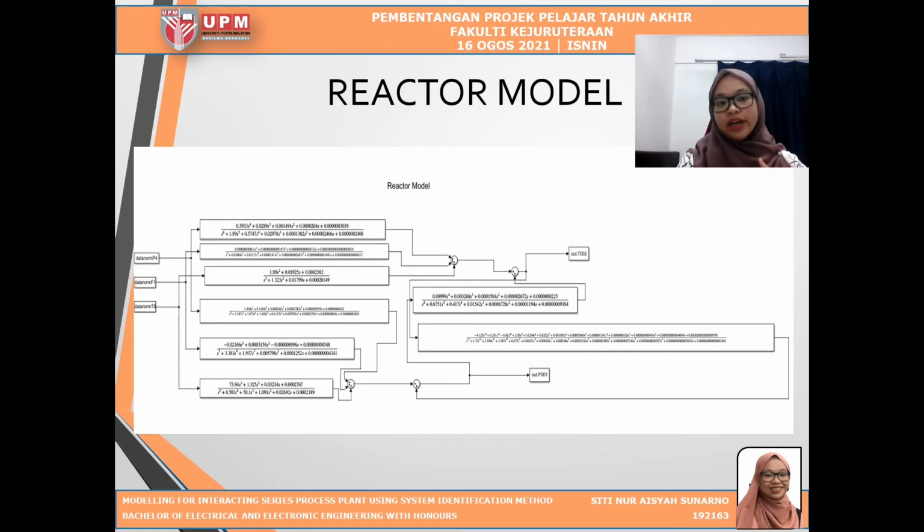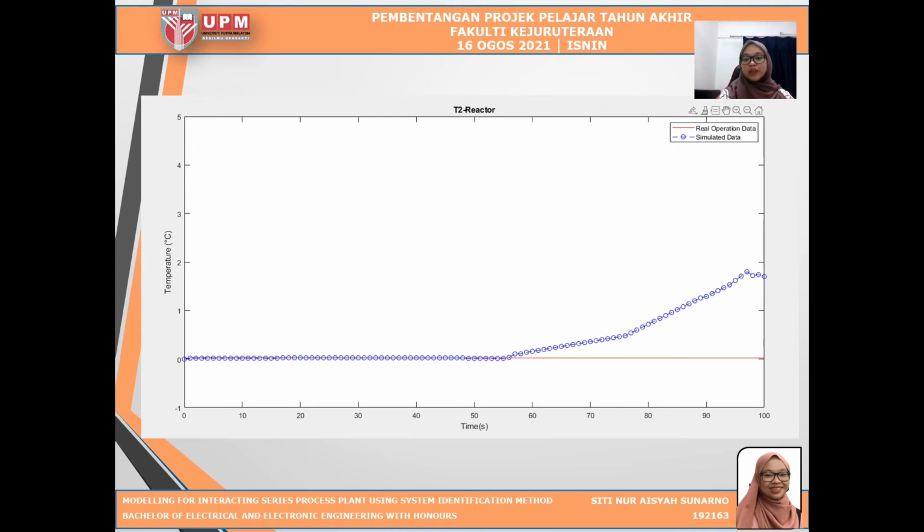When we get the dynamic system, we will try to find the transfer function which has the best fit of 90% and above using the System Identification Toolbox, and we will plug the transfer function into the subsystem like this. We will run the simulation in Simulink, and we will get the outputs T2 and P1. The output we will compare to the real operation.